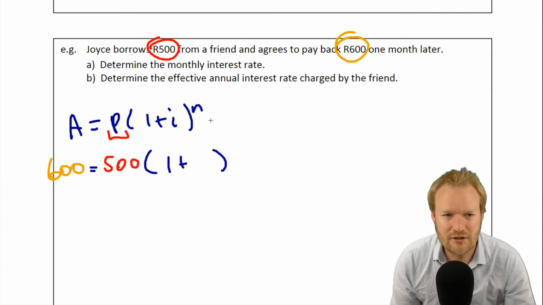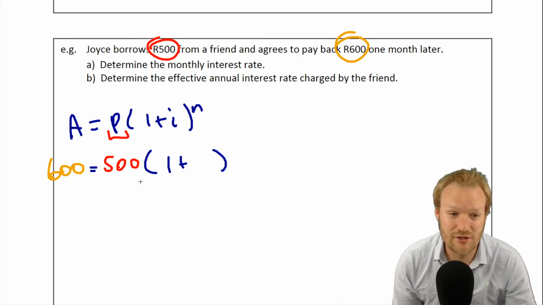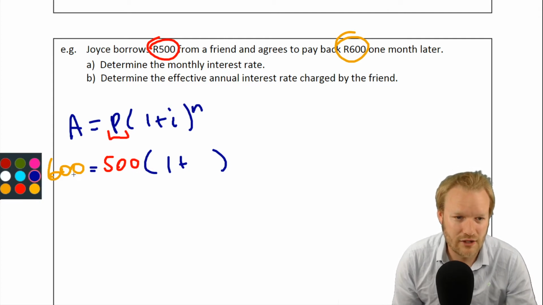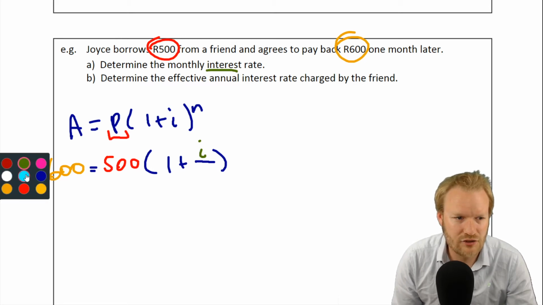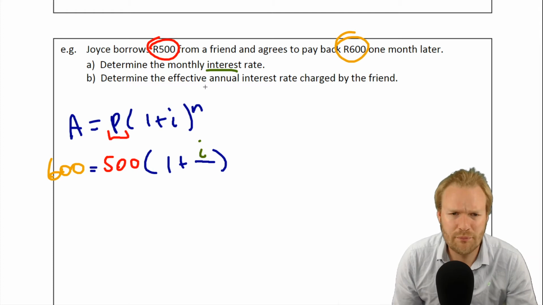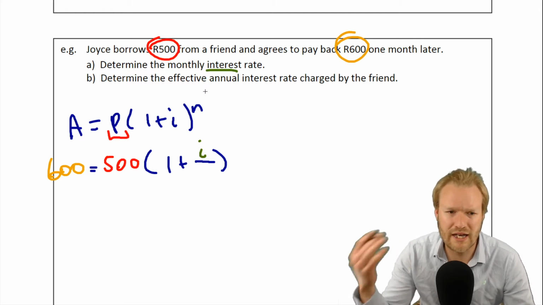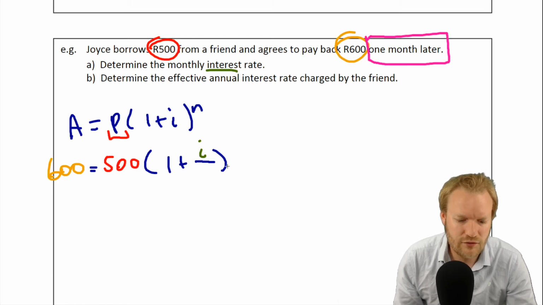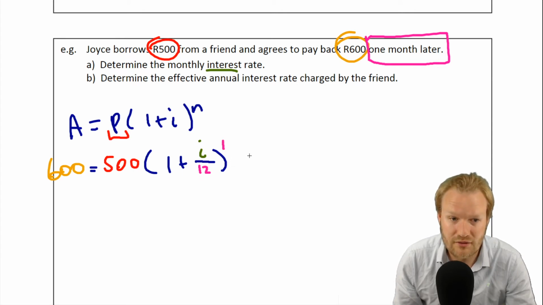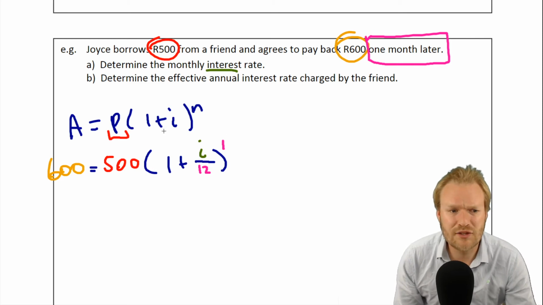So it's like her friend invested 500 Rand in Joyce and got 600 Rand out a month later. This is going to be a fraction. And we've got our interest rate, the monthly interest rate, so that's what we're going to have to figure out. Is it compounded monthly, quarterly, annually? Well, it's getting paid back 1 month later. So if we compound this monthly and do it for 1 month, let's see what that is. I like this method.